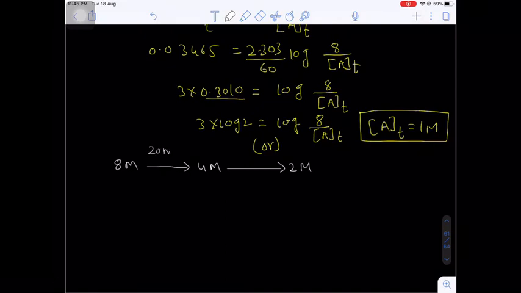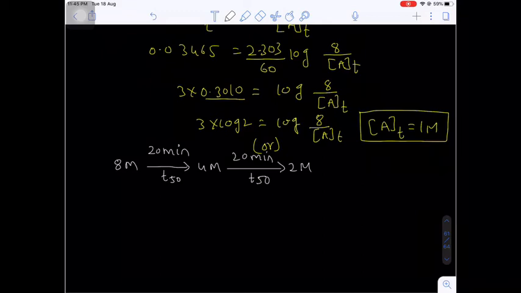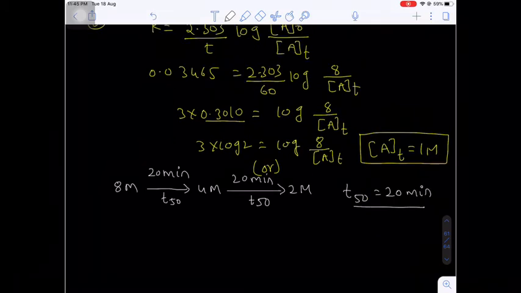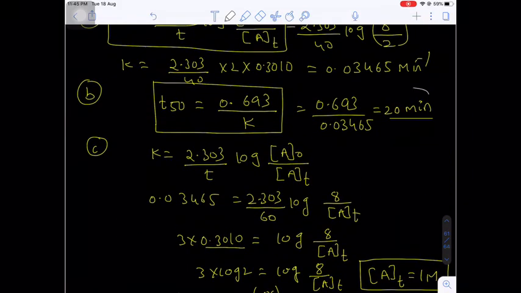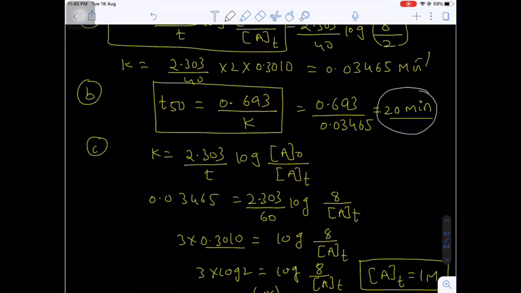Let's suppose I am taking 20 minutes for the first half-life and 20 minutes for the second half-life. Are you getting my point? That means in two half-lives, 8 molar becomes 2 molar. From here we can find the T50, which is 20 minutes. Are you getting my point? So the T50 here, if you observe, is 20 minutes.